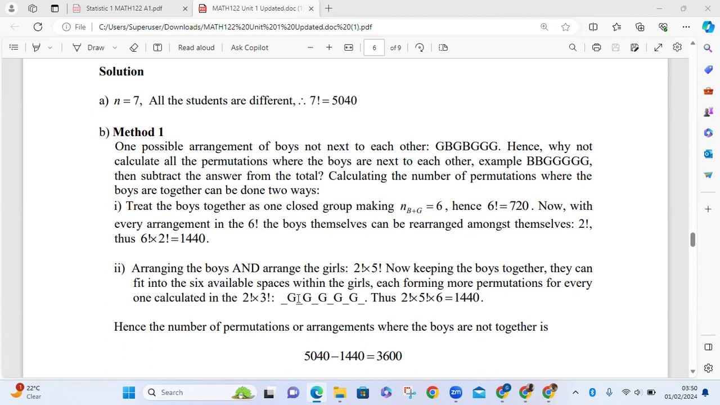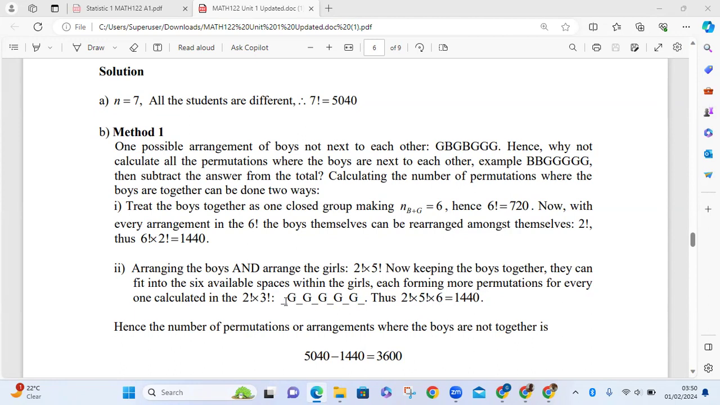Now, this new set of arrangements, 2 factorial times 5 factorial, is going to give you 2 factorial times 5 factorial new permutations that would not be the same as the 2 factorial times 5 factorial times 3 factorial when the two boys were in the space there on the left. And this can be done 6 times. So that's why you have times 6.